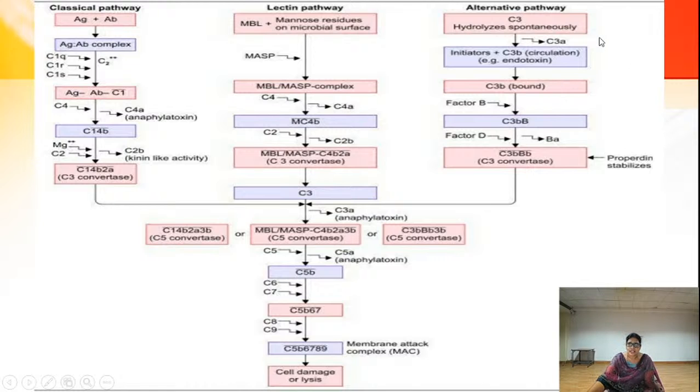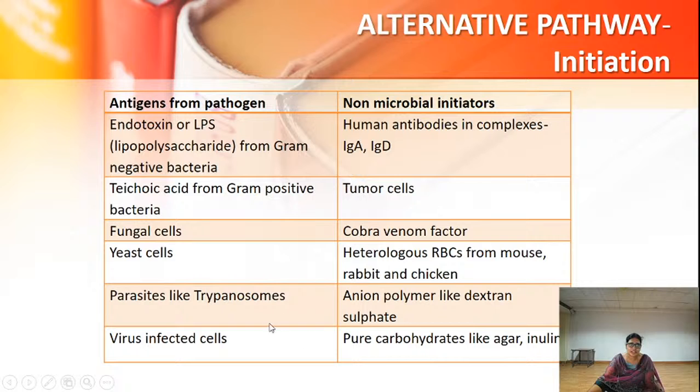Now coming to the alternate pathway. Alternate pathway, as I said, is activated by antigen, especially the endotoxin, which is released by the gram negative bacteria. So if you see the alternate pathway, it is mainly concerned with endotoxin, the major portion. Other activating antigens are also present, but the major thing is the endotoxin, which is the initiator for the alternate pathway. What are the others? You can see these are the different antigens which initiate the alternate pathway. And the major one is endotoxin.